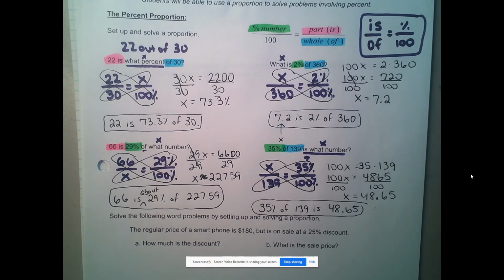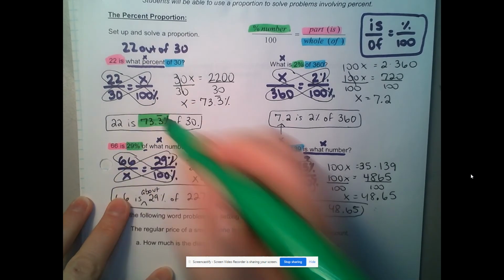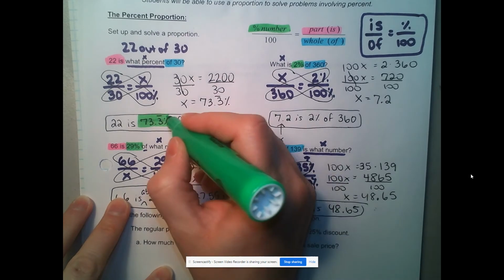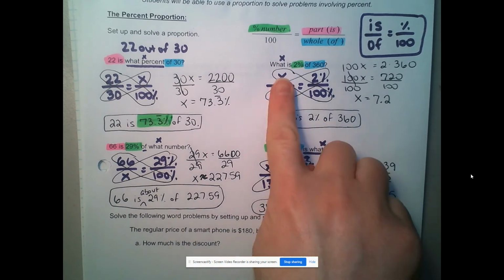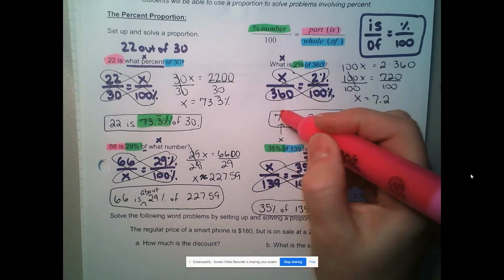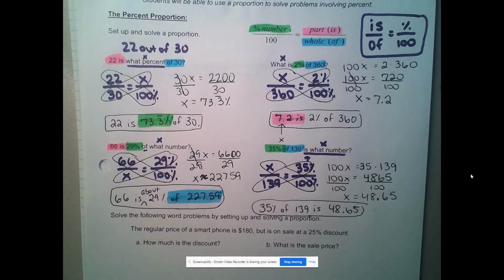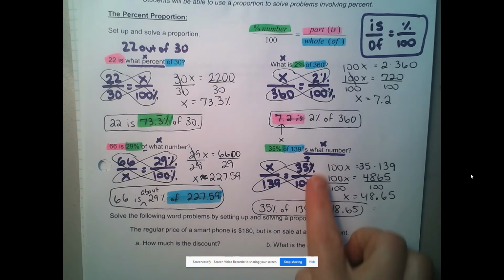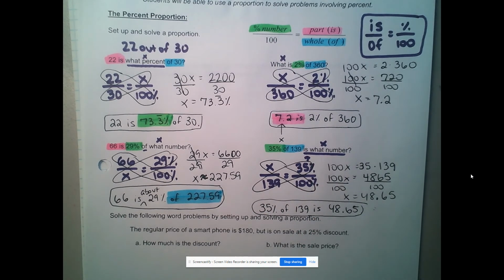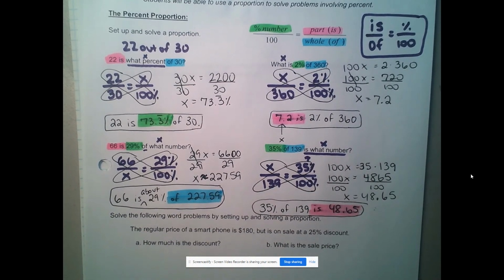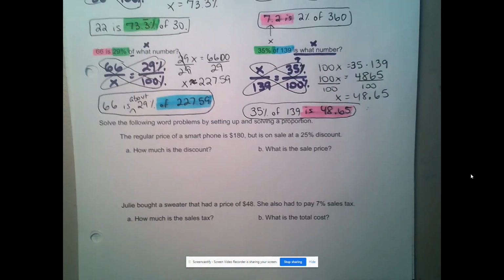So on the first question in this set, the thing we were looking for was a percent. That's the answer that we solved for. So we put a percent sign on there. In the second question, the thing we didn't know was the is number. So the 7.2 is, that's the thing we were looking for. And notice, did not put a percent symbol. On the third one, 66 is 29% of what number? So I was looking for the of number, the thing I solved for. And last, is what number? I was looking for that part, that top is number. And so that's what I solved for. So you do have to be really aware of whether you're being asked to find a percent or something that's not a percent.